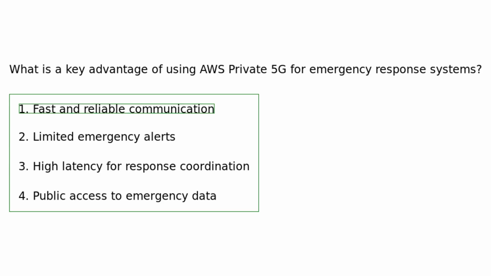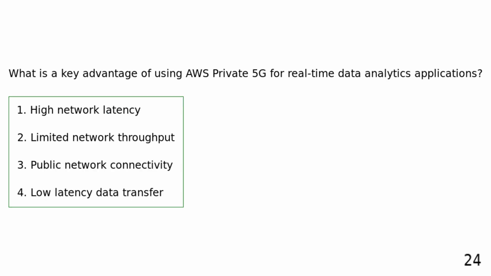A key advantage of using AWS Private 5G for emergency response systems is fast and reliable communication, ensuring quick and effective coordination during emergencies. What is a key advantage of using AWS Private 5G for real-time data analytics applications? High network latency. Limited network throughput. Public network connectivity. Low latency data transfer.